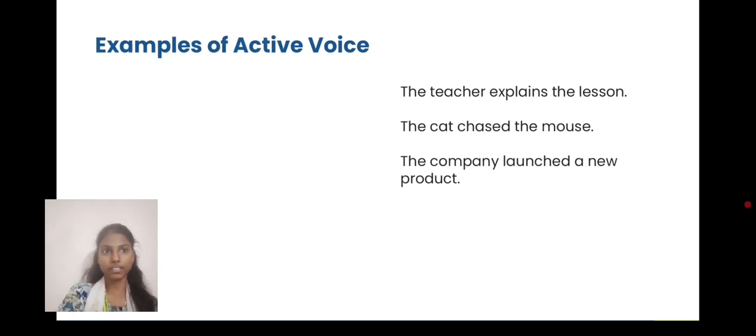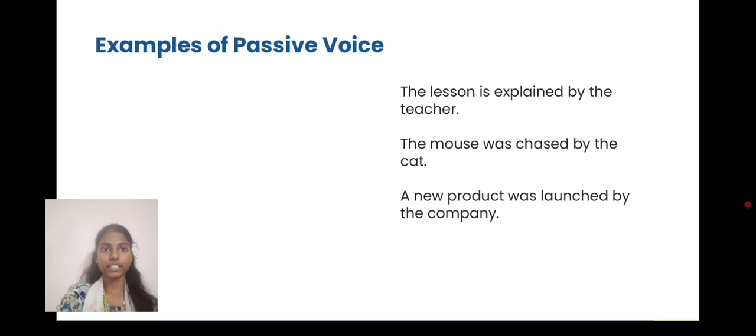Examples of active voice. The teacher explains the lesson. The cat chased the mouse. The company launched a new product. Examples of passive voice. The lesson is explained by the teacher. The mouse was chased by the cat. A new product was launched by the company.